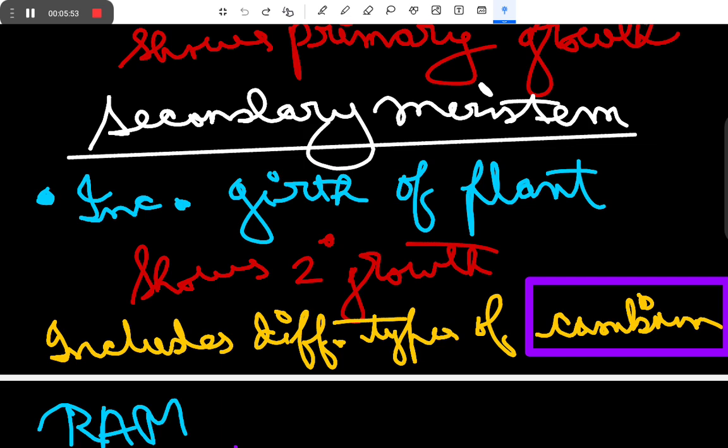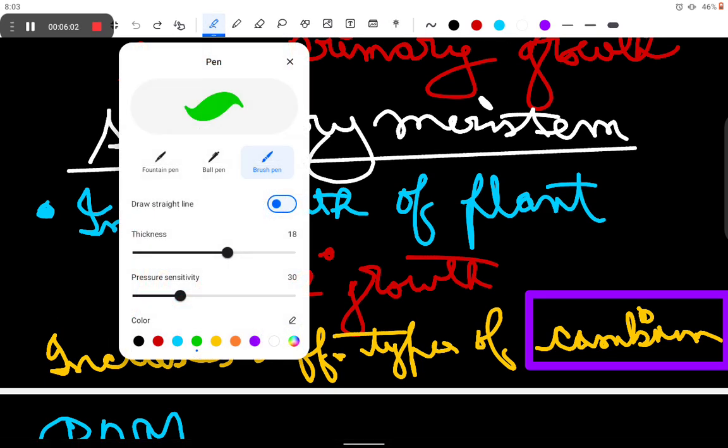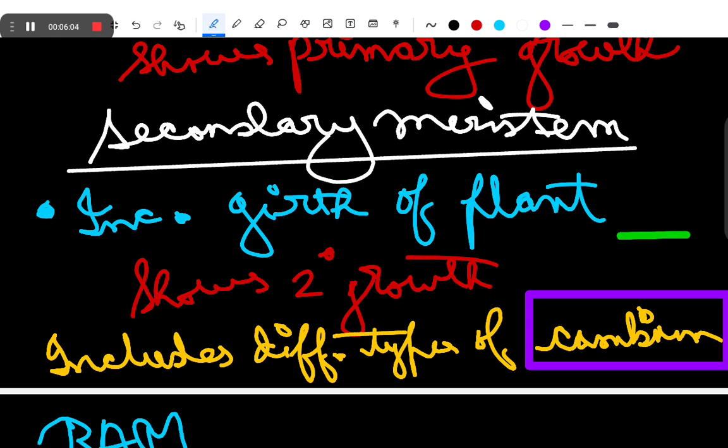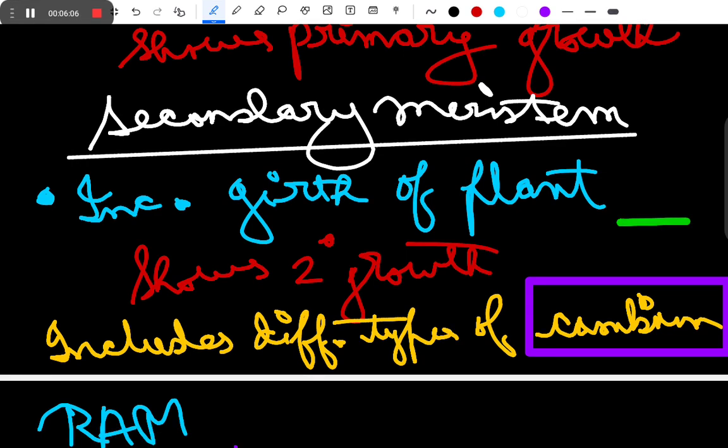Now this thing shows secondary growth. Then primary growth. How can you define primary growth? See, a plant when it was a baby, a plant when it was a seed, right? You have planted the seed below, and after that, what happens?